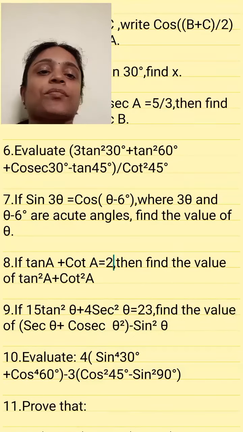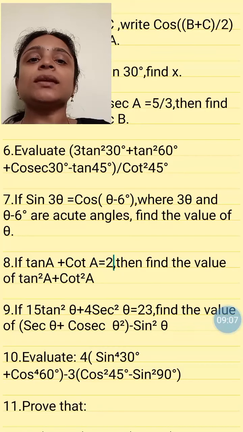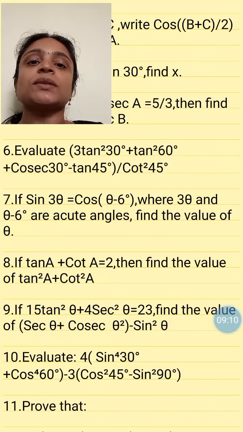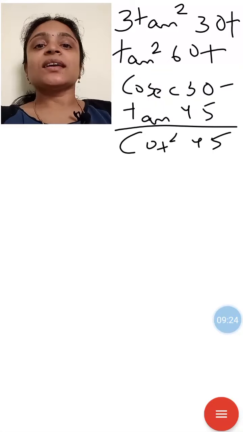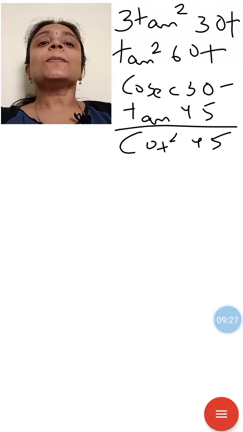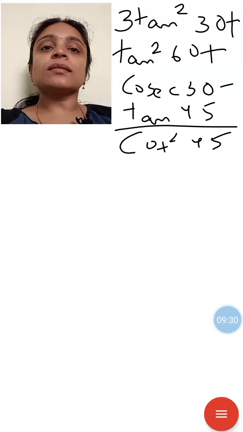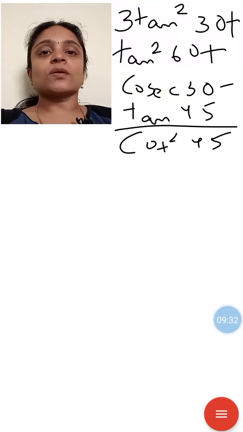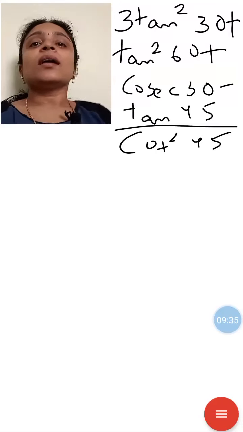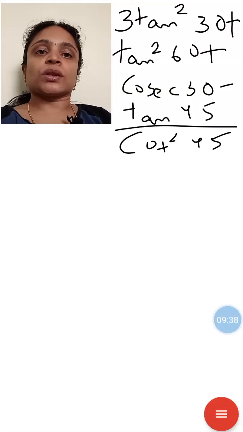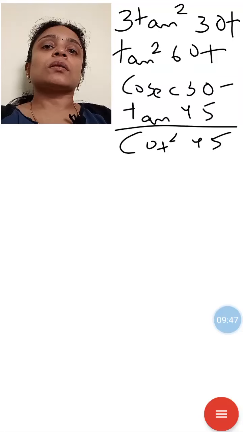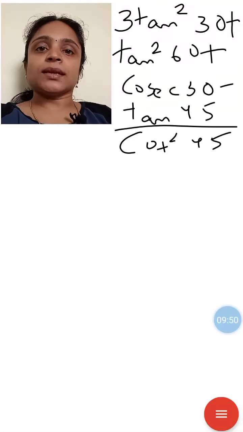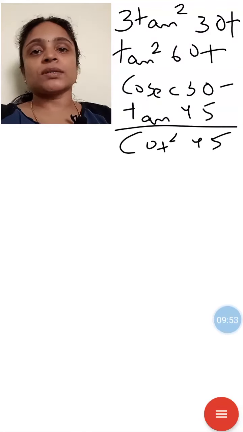Next question is, evaluate 3 tan square 30 plus tan square 60 plus cosec 30 minus tan 45, the whole divided by cot square 45. What is tan 30? It is 1 by root 3. Tan 60 is root 3. Cosec 30 is 2. Right? Sin 30 is 1 by 2. So, cosec 30 is inverse of sin 30, which is 2.